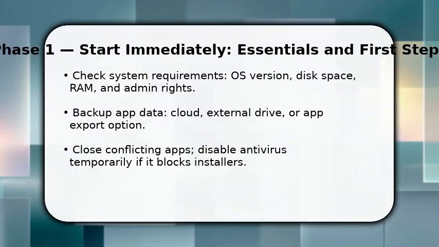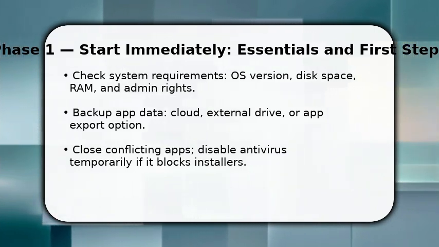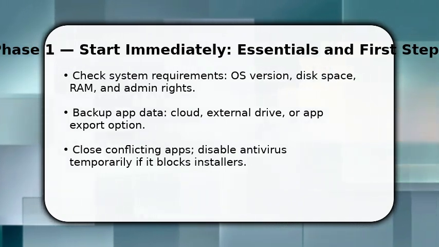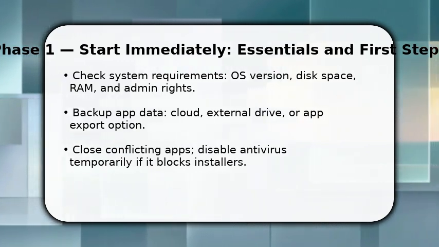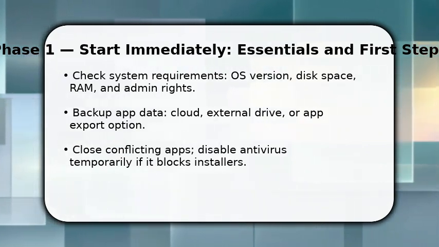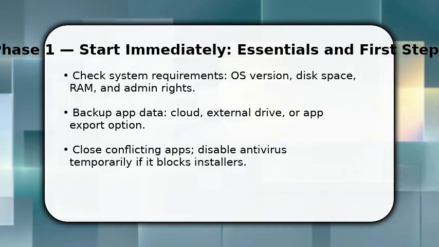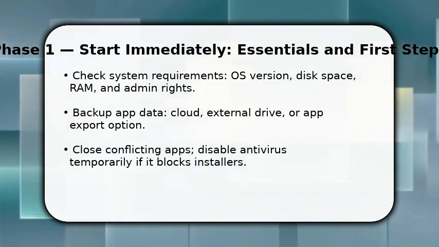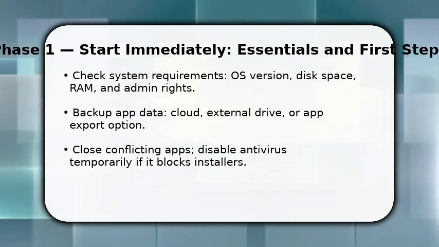You begin now by confirming prerequisites. Check OS version, free disk space, and that you have administrator rights. Once verified, back up the app's data to cloud or external media so rollback is possible. Next, close other programs that might lock files and briefly disable antivirus if installs get blocked. This avoids failed writes. After those actions, locate the app's official update channel, built-in updater, vendor site, or certified store, and prepare the installer or update package to run.